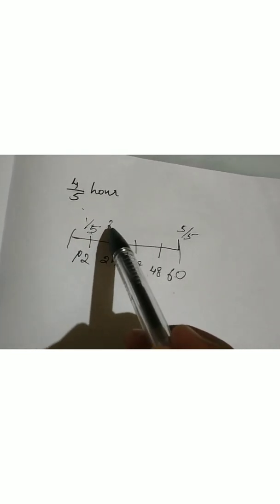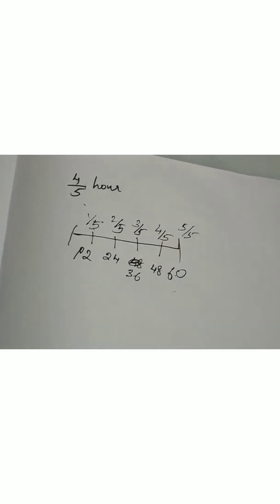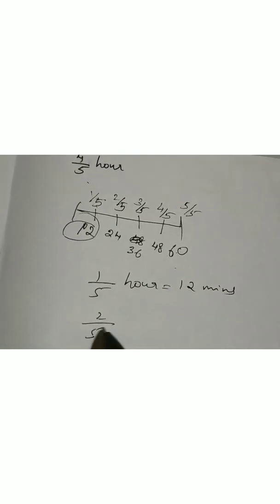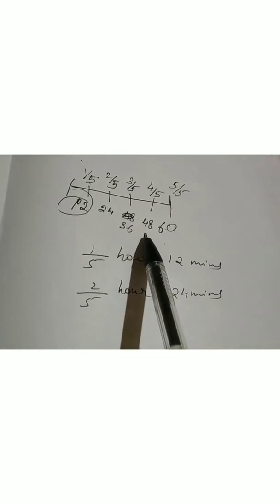Here will be 1 on 5 hour. Here will be 2 on 5. Here will be 3 on 5. This will be 4 on 5. Now we can say 1 on 5 hour is equal to 12 minutes. Then 2 on 5 hour will be 24 minutes. Clear? Then 4 on 5 will be 48 minutes.